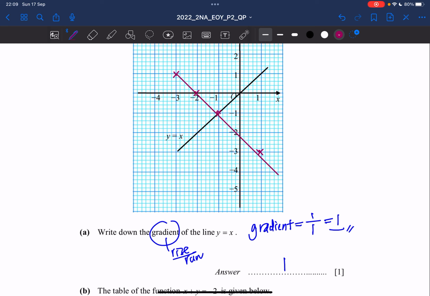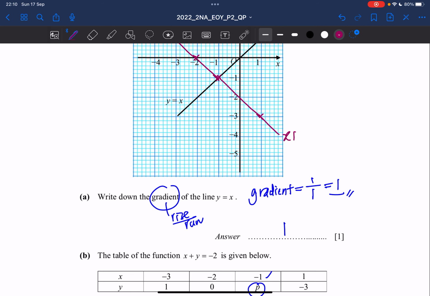Okay, I think I should do it one more time. Let's try to do it one more time. So I'm just going to draw. Okay, and then just extend out a bit. Then we label this line as x plus y equals to -2.